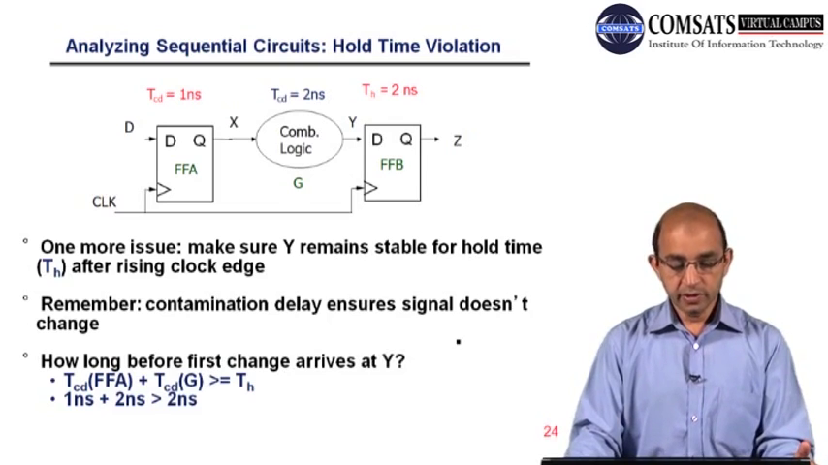So it ensures that the signal change does not occur right after the active clock edge. We have to make sure that the TCD is greater than TH. Here, if you look at this circuitry, you can see 1 nanosecond and 2 nanoseconds, so we have a total TCD of 2 nanoseconds. That should be greater than this hold time, which is 2 nanoseconds.